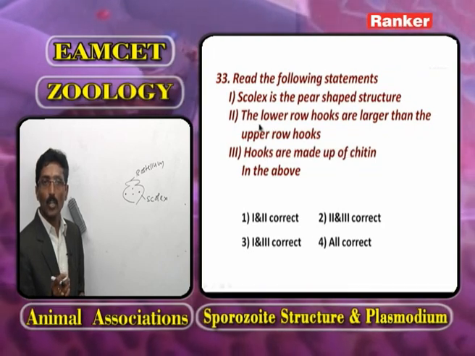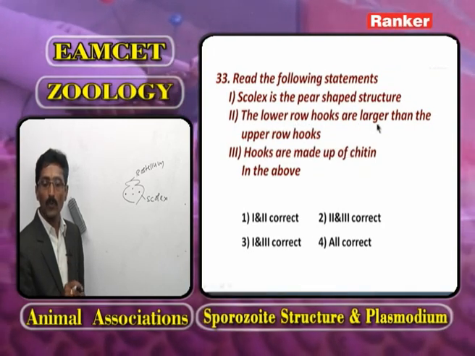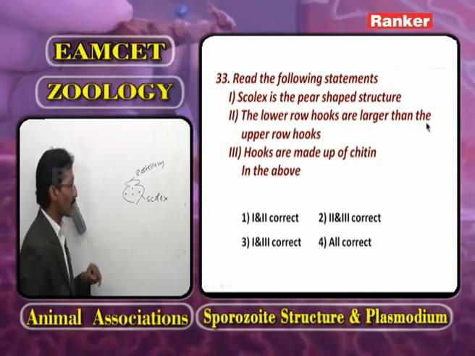Second one, the lower row of hooks are larger than the upper rows.